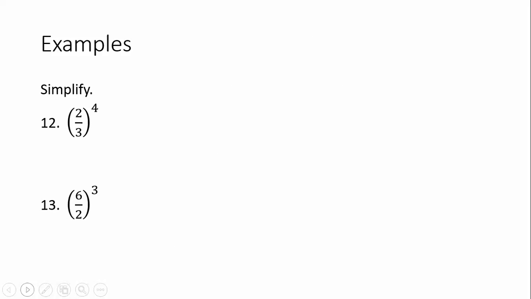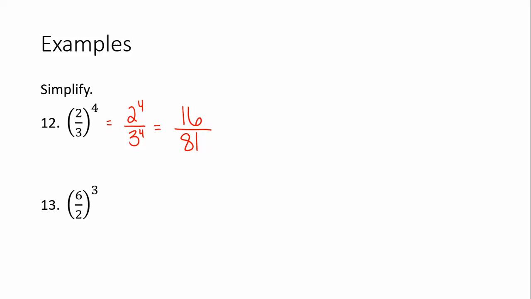So let's look at some examples. We have 2/3 raised to the 4th power. Well, that's 2 to the 4th over 3 to the 4th. 2 to the 4th, remember, is 2 times 2 times 2 times 2, which is 16, over 3 times 3 times 3 times 3, which is 81. Because 2/3 does not simplify or reduce, neither does 16 over 81, and we have our simplified answer.